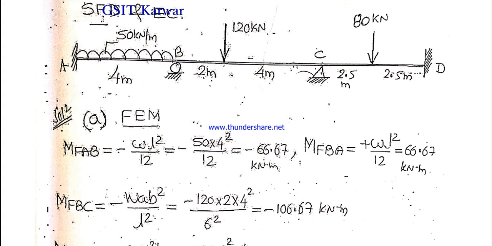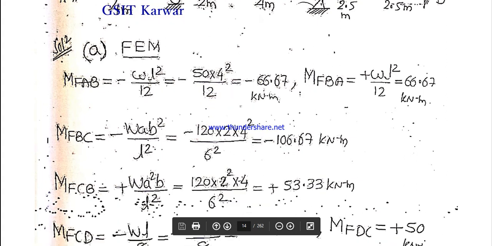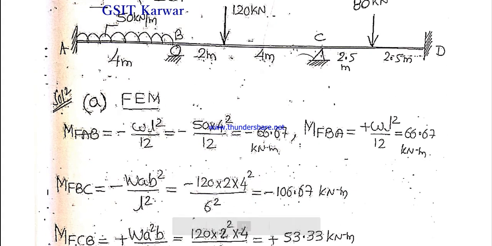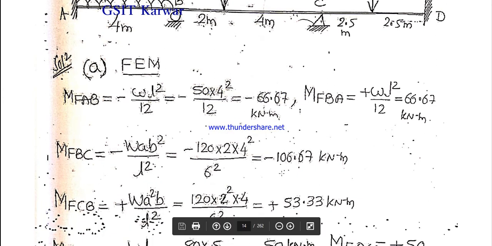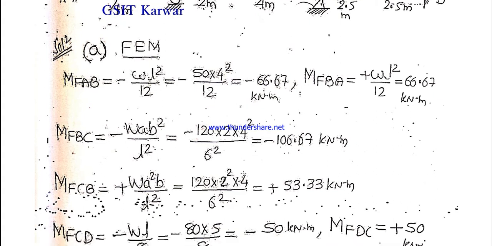You can use this formula and substitute the data. What are the data? The data given is 120 kilonewton, that is W, and a is this span and b is this span, and the length is the BC span length, that is 4 plus 2, 6 meter. So you can substitute and calculate the answer. Use your calculator, and here the sign convention is very important. Negative, minus, don't forget the sign convention. You should write you are getting the answer minus 106.67 kilonewton meter.